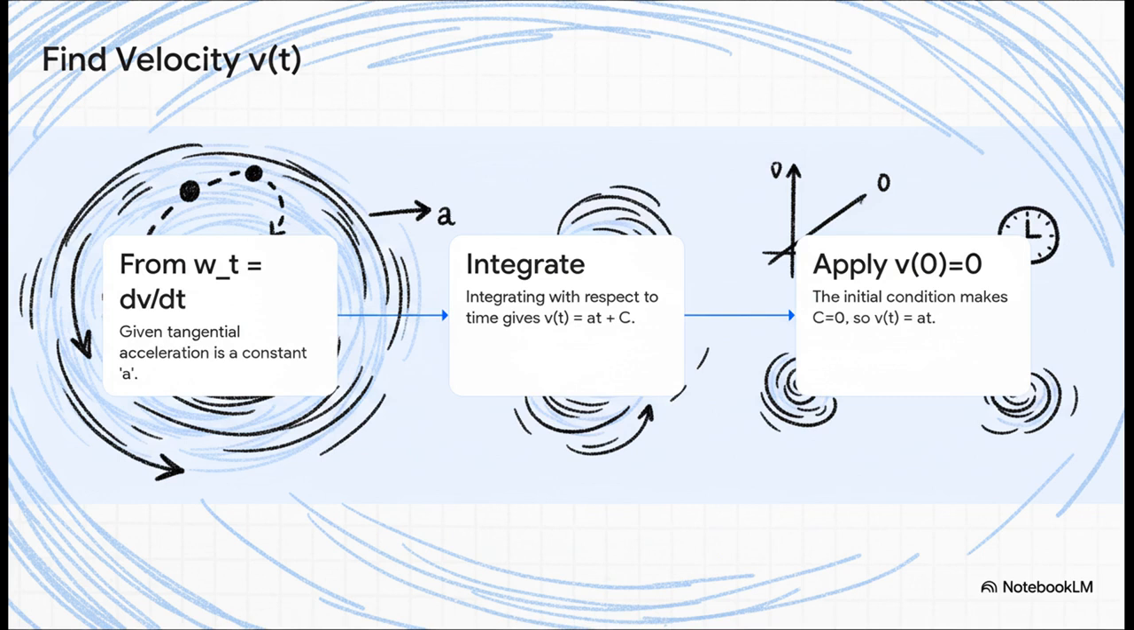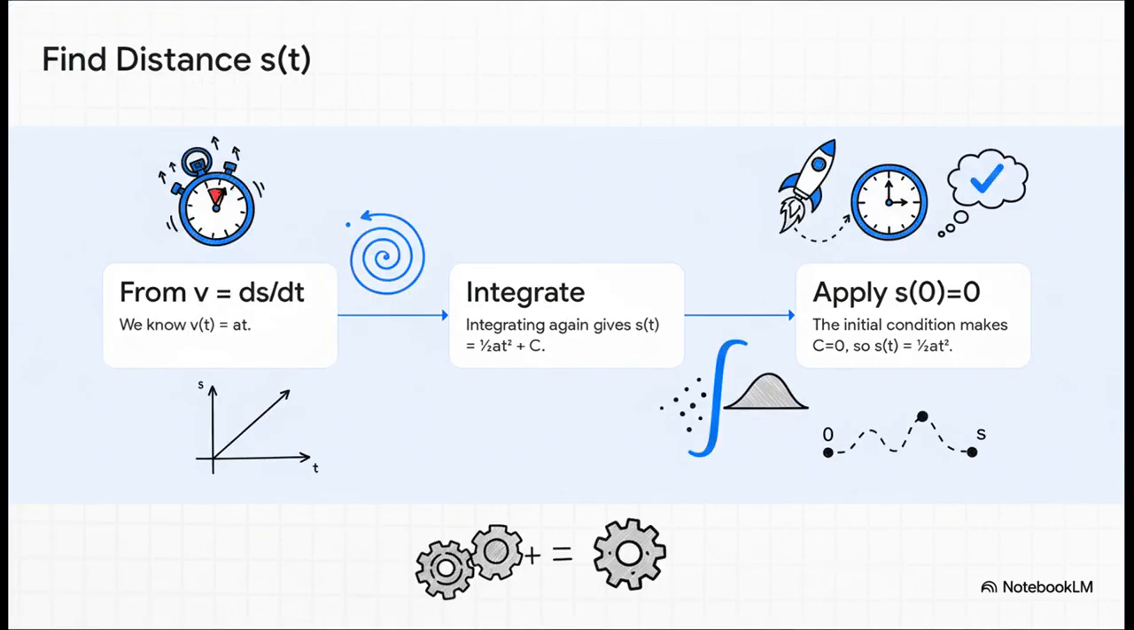That gives us v of t equals at plus some constant, c. But wait, the problem told us the particle starts at rest, so at t equals 0, v is also 0. That makes our constant c, well, it's just 0. So our speed at any time t is simply v equals at. Perfect. Next up, we use that velocity to find the distance. Velocity is the rate of change of distance, so ds/dt equals v, which we now know is at. Let's integrate again with respect to time.